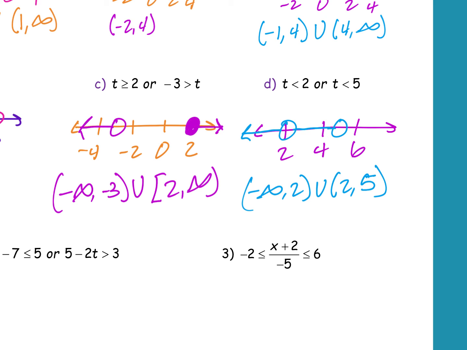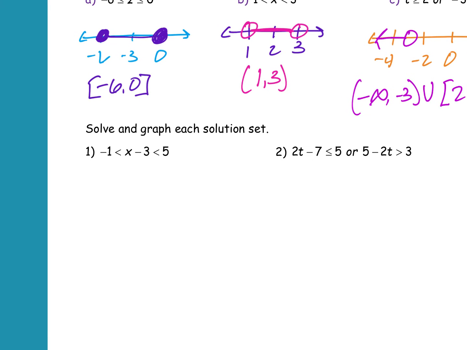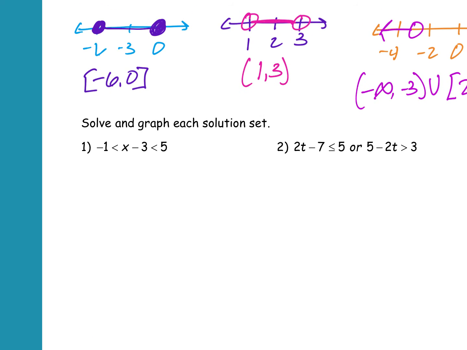Awesome sauce. Okay, so now we're just going to solve and graph. We don't have to write an interval notation this time. So solve and graph. There's 2 ways to do number 1, and I'm going to do them both ways to help you guys, okay? There's 2 equations written here. There's the one that says -1 is less than x minus 3, right? And then there's the one that says x minus 3 is less than 5. 2 different equations. Do you see that? If I take off the ends here, there's that one. And then there's that one.